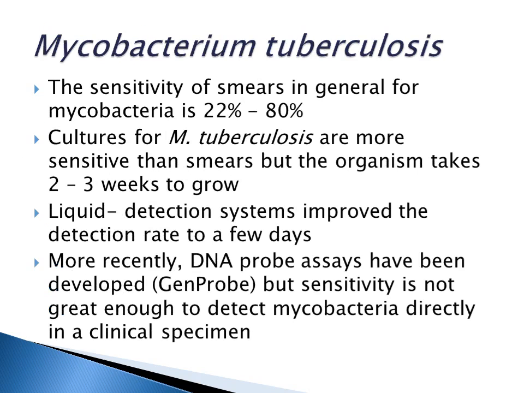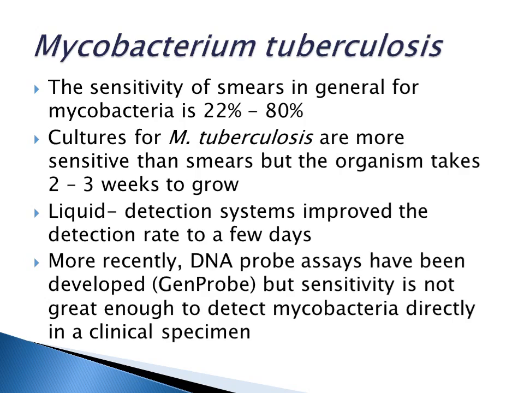Mycobacterium tuberculosis. Usually, you take a respiratory specimen such as sputum and you make a smear and you look for the bacillus in the smear. Also, you're going to streak it out on plates that are specific for mycobacterium or in broth and grow the organism out. The sensitivity of smears can be between 22% and 80%. Cultures are more sensitive than smears, but Mycobacterium tuberculosis takes 2 to 3 weeks to grow in culture.